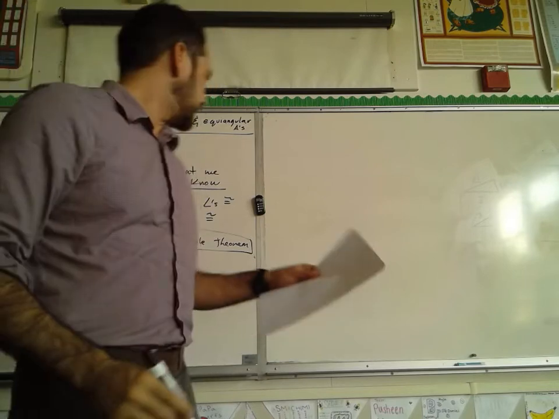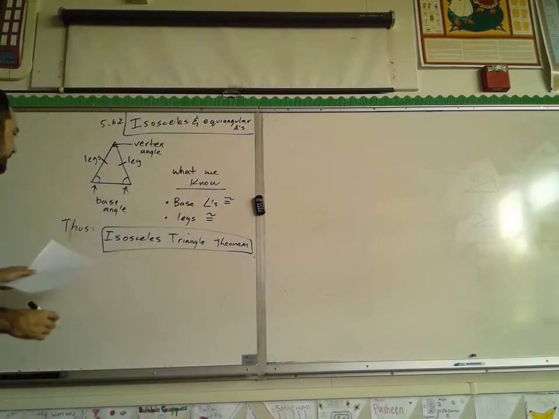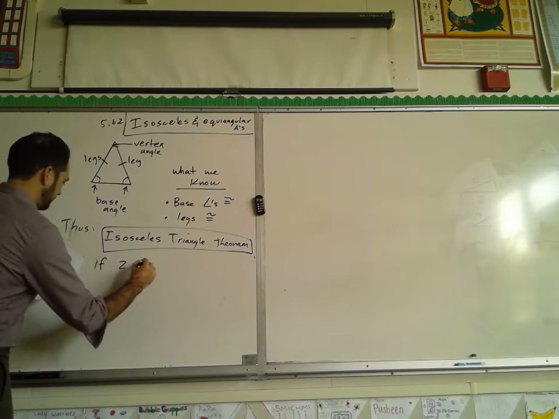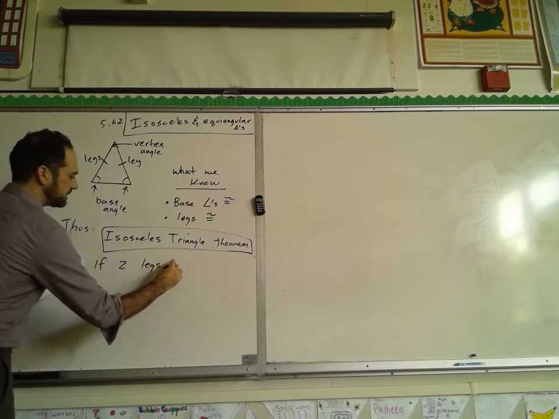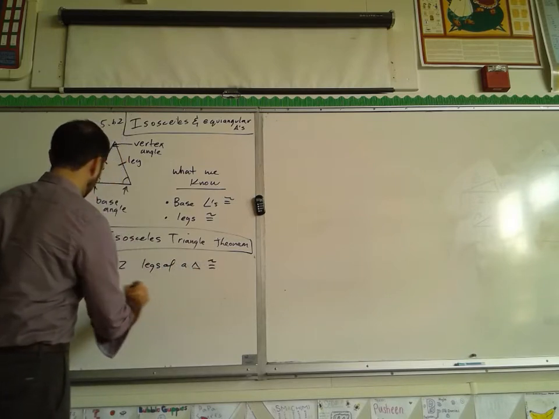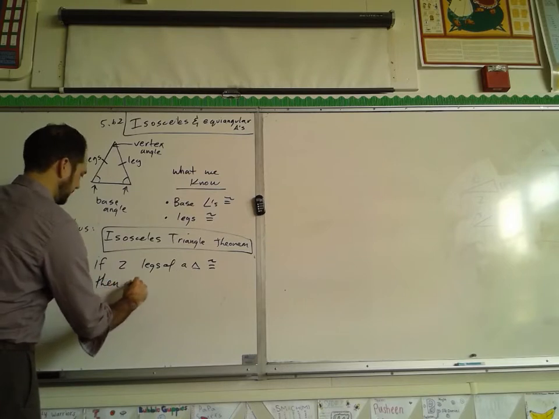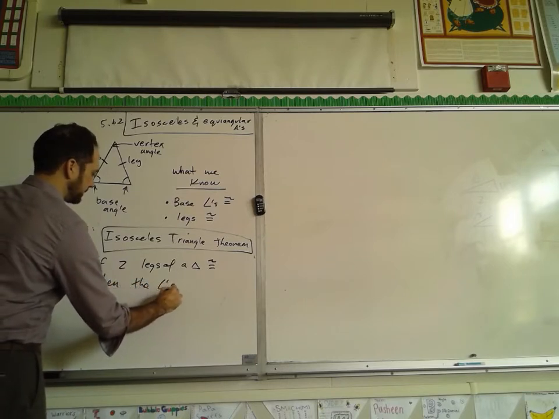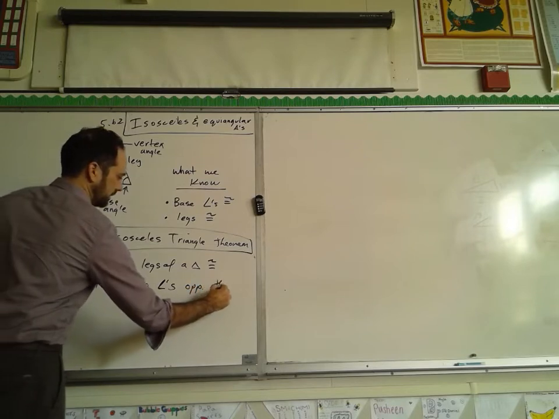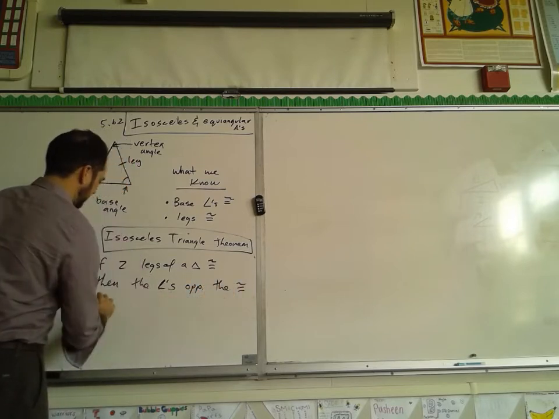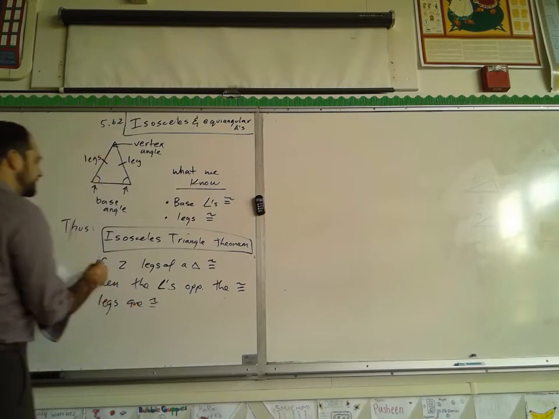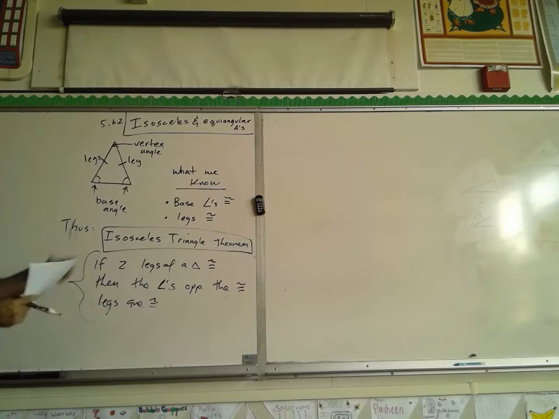With the isosceles triangle theorem, basically what we're saying is if two legs of a triangle are congruent, then the angles opposite the congruent legs are congruent. Basically, this is just a formal way to note everything we saw up here.